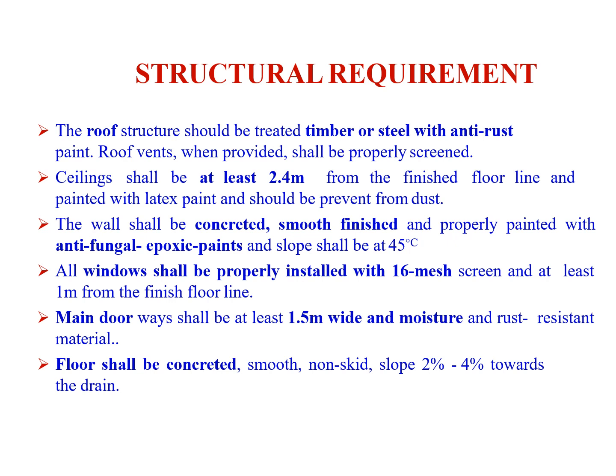The main doorways shall be at least 1.5 meter wide and of moisture and rust resistant material. The floor shall be concreted, smooth, non-skid. Slope should be 2% to 4% towards the drainage.